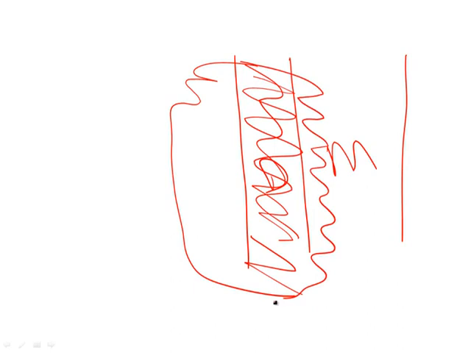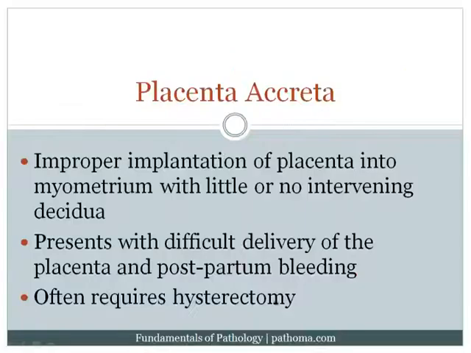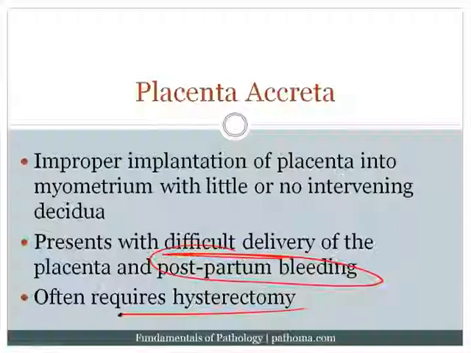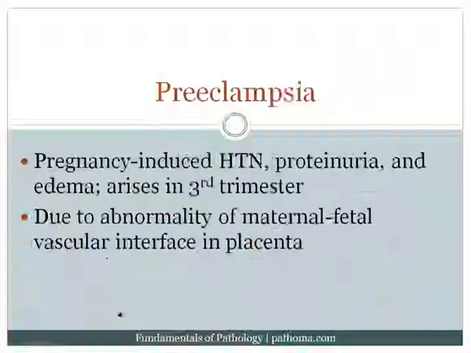It becomes stuck. Now, how is this going to present? This is going to present with difficulty in delivering the placenta. Remember that after the baby is delivered, the next thing we do is we deliver the placenta. However, the placenta is stuck, so we won't be able to deliver it very well. So that's the difficult delivery of the placenta. And they get postpartum bleeding, because as that placenta is sort of partially off and partially on, there's going to be tremendous bleeding. And this often results in hysterectomy, because the placenta can't be taken off, and so the entire uterus has to be removed because of the massive amounts of blood loss that are occurring during that delivery.